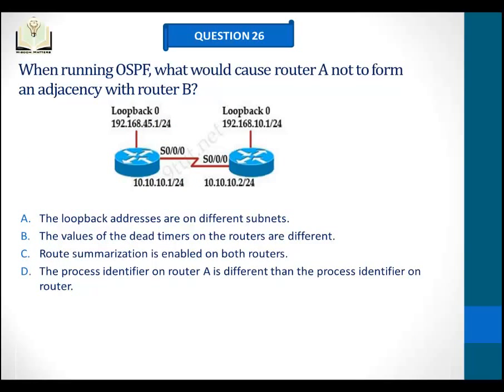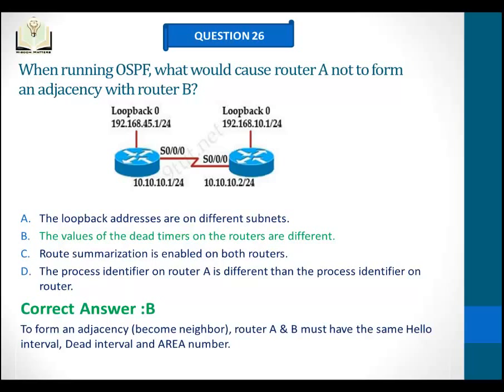Next question. When running OSPF, what would cause router A not to form an adjacency with router B? A. The loopback addresses are on different subnets. B. The values of the dead timers on the routers are different. C. Route summarization is enabled on both routers. D. The process identifier on router A is different than the process identifier on router B. And the answer is: the values of the dead timers on the routers are different.